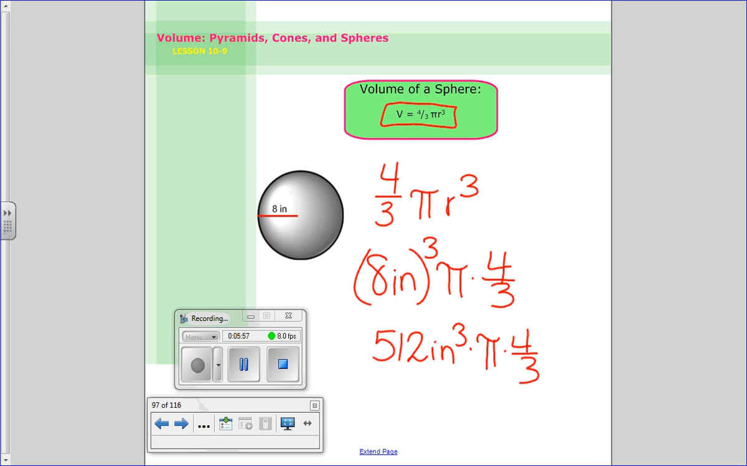Here's what I'm doing. I'm putting in 512 times 3.14. Oops, let's fix that, shall we? Times 4/3, and I'll see what I get. So 512 times 3.14 times 4/3 is equal to 2,143 and 6/10 inches cubed. There we go.